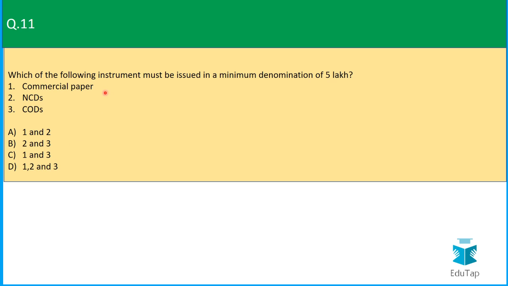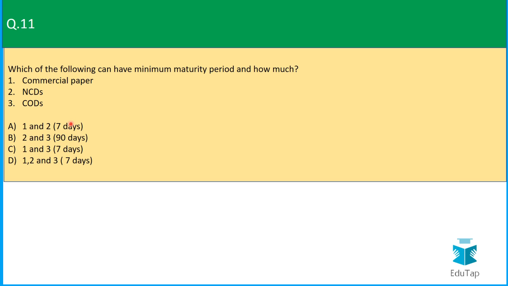Well, I have told you in the session that commercial papers can be issued in a minimum denomination of 5 lakh. NCDs can be issued in a minimum denomination of 5 lakh and CODs can be issued in a minimum denomination of 1 lakh. So, the minimum denomination of 5 lakh is for commercial papers and NCDs, therefore the answer is A, 1 and 2. Let's go to the next question.